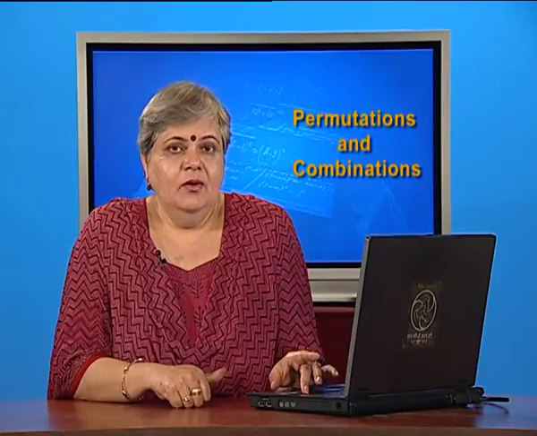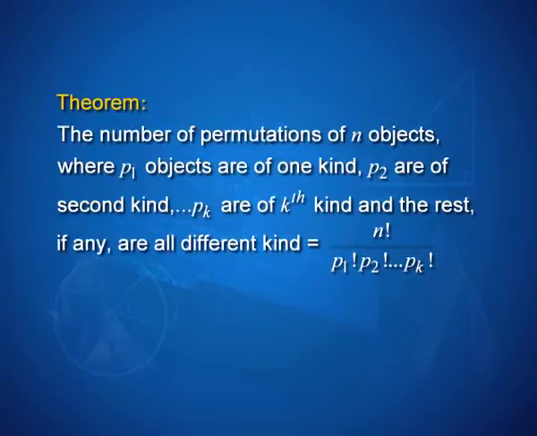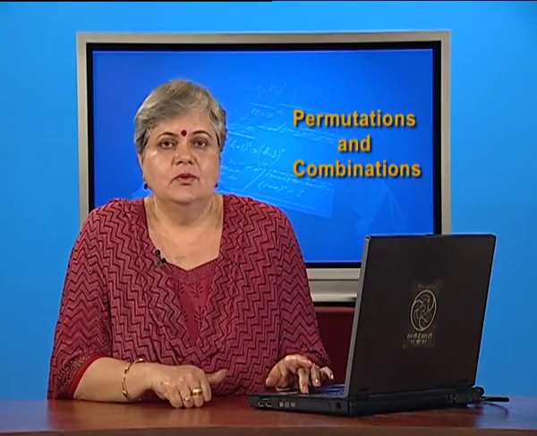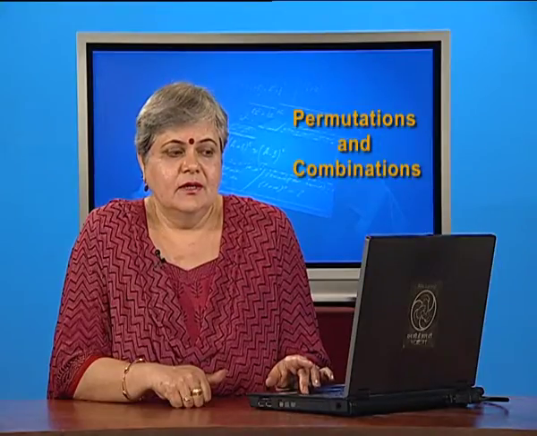Whereas, if there are n objects and there are p1 objects of one kind, p2 of a second kind, and so on up to pk of the kth kind, and the rest, if any, are all different, then the number of permutations turns out to be the same as n factorial divided by p1 factorial into p2 factorial up to pk factorial. Now, what does this result mean and why do I need to follow a different result?